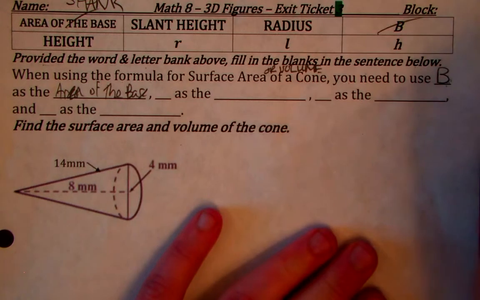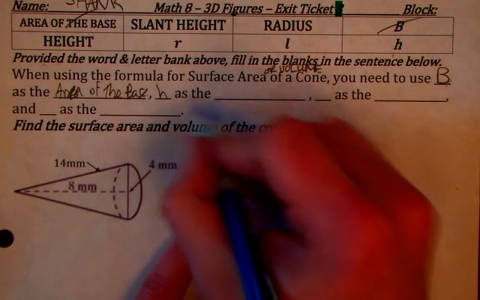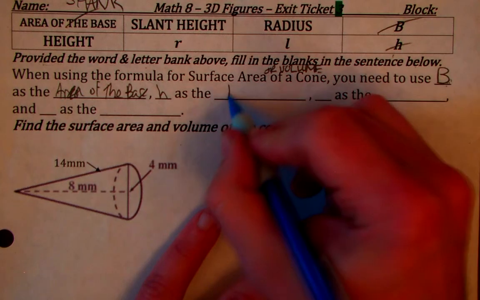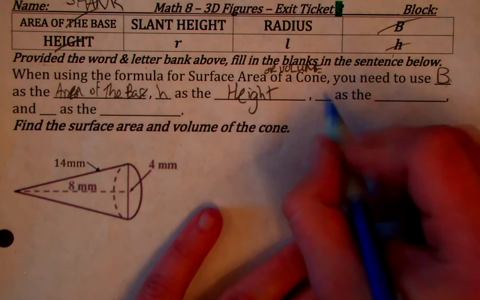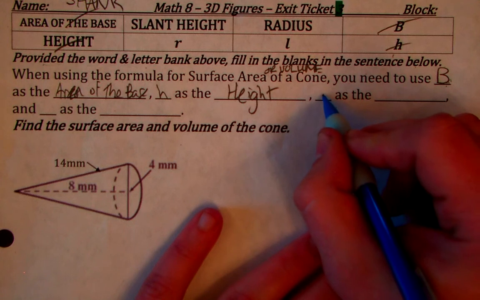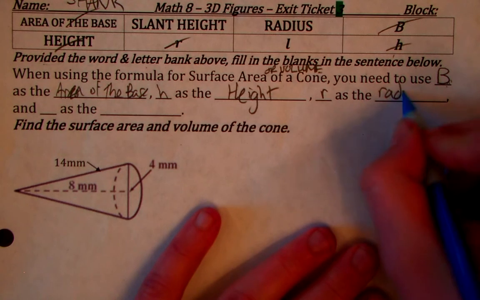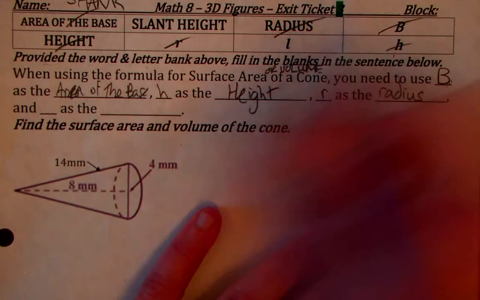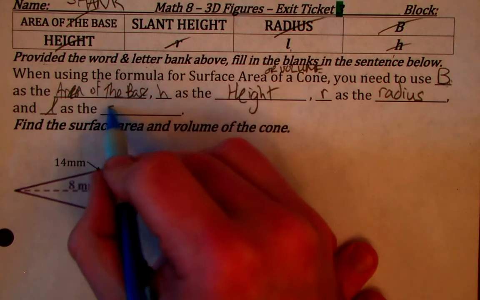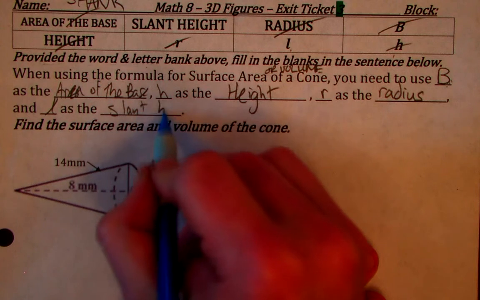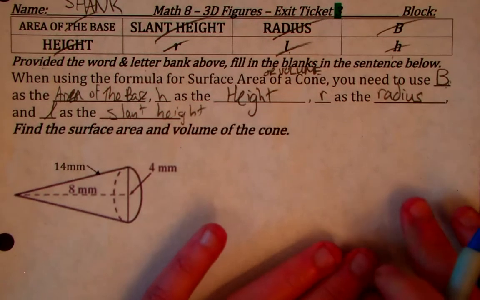Cross them out as you use them. I need to use H as my height. Please spell height correctly. And I need to use R as my radius. And just like before as well, I need to use L as my slant height. Alright.